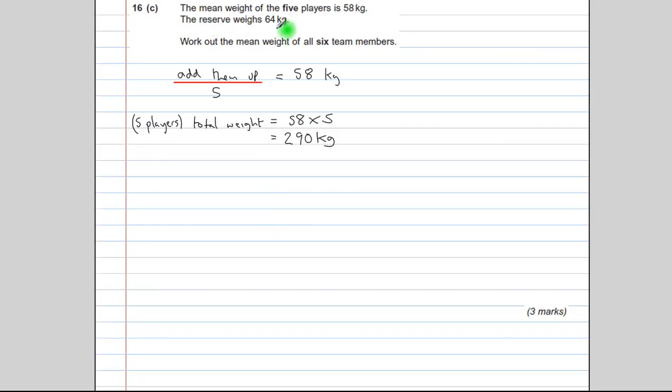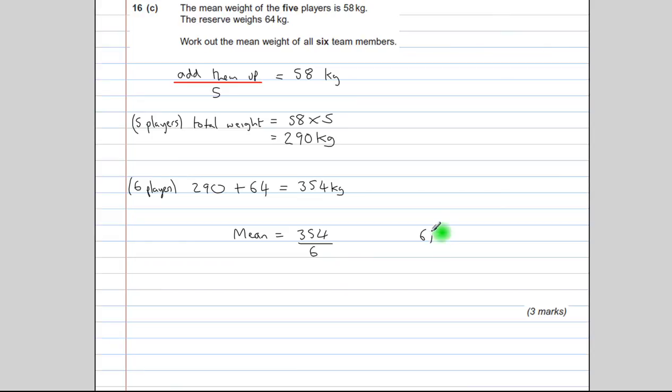Now we know the reserve weighs 64 kilograms, so let's take our 290, so this is for 6 players. That's the weight of the 5 players, and we add in the 64. That's going to give us 354 kilograms. So to work out the new mean, we've already added them together. That gave us 354. We're going to divide that by 6.